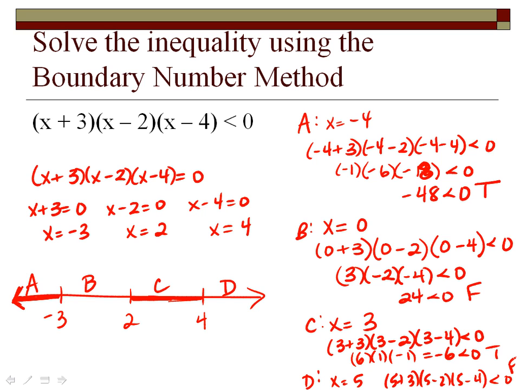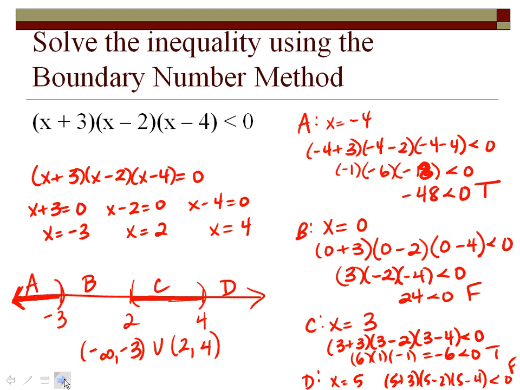Now, what about the endpoints? Since I'm not allowed to include the solutions, I put parentheses. So my solution to this would be from negative infinity to negative 3, then union 2 to 4. Okay, if I have two pieces shaded, I've got to have two regions for my interval.